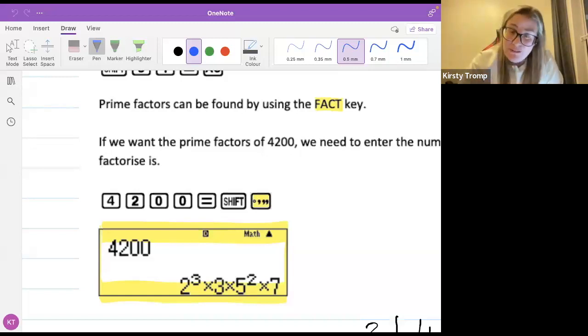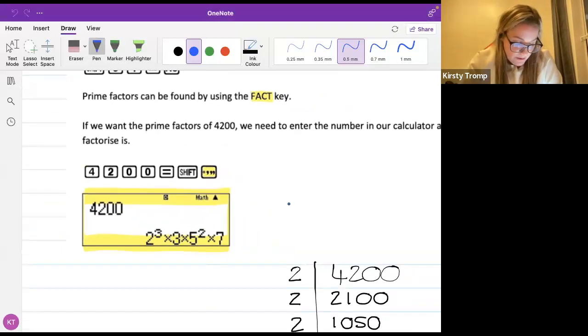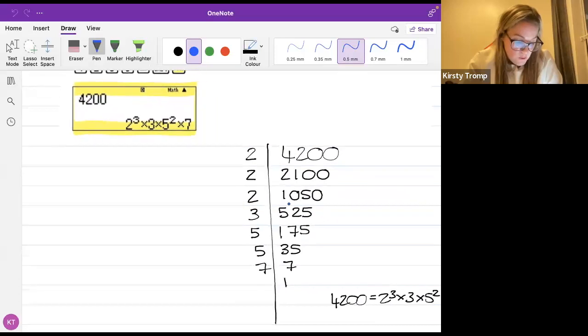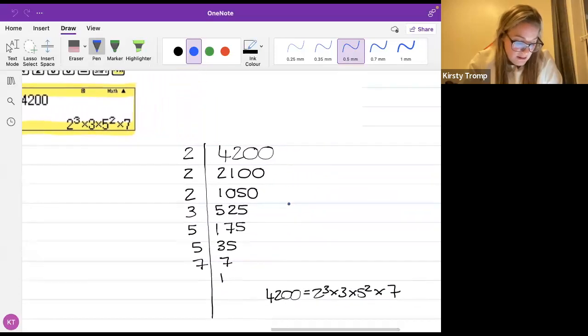For those of you who don't have Casio calculators, I'm really sorry. Another thing you could do is Google the type of your calculator and see if maybe there's a way that you could do it that way. Another way is to do it the old school way, which we saw was by using the ladder method.